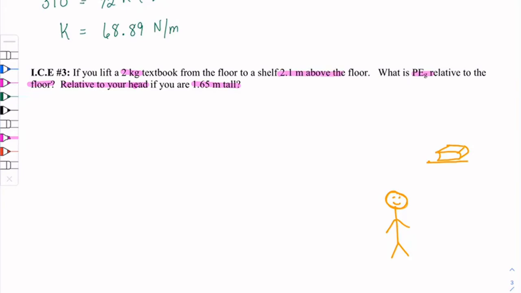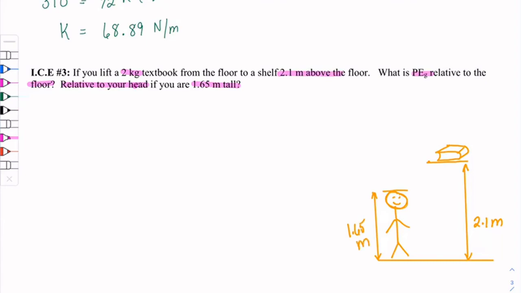The distance from your head, actually, it tells you the distance from the shelf to the floor. Here's the floor. Okay. From the shelf to the floor is 2.1 meters. And it gives you the height of the person. And the height of the person is 1.65 meters.